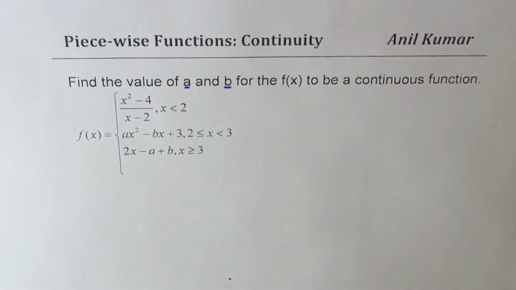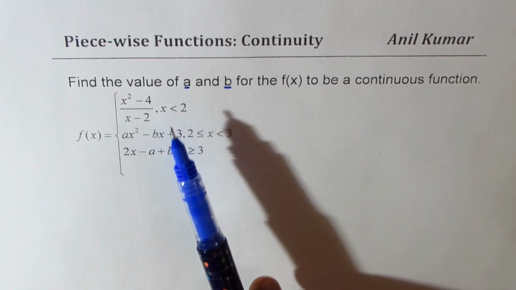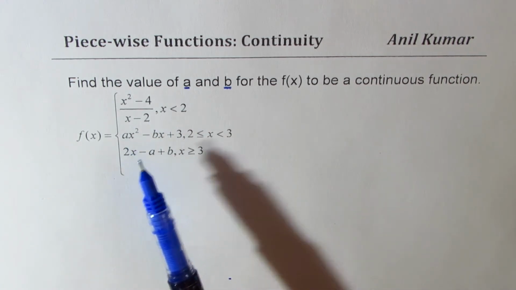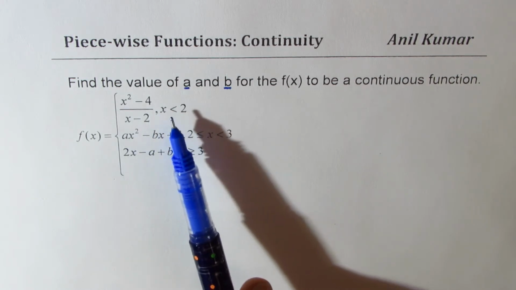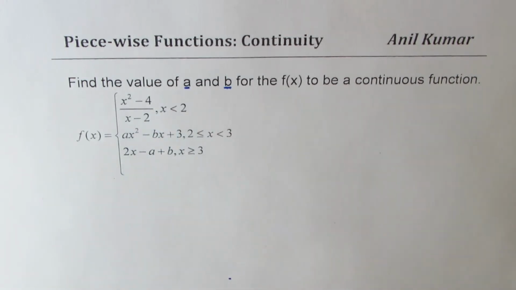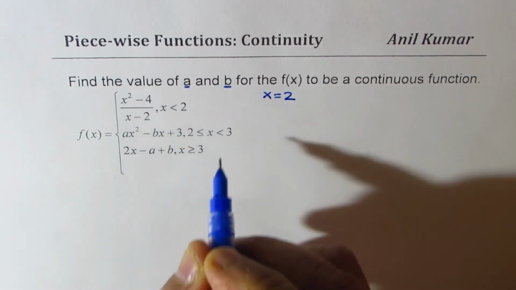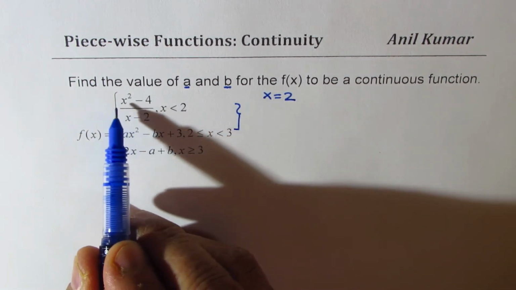You can always pause the video, answer the question, and then look into my suggestions. Now clearly we are given three different pieces. Each individual piece is continuous. They could be discontinuous at the point where they are joining, right? So let's look into the point where x is equal to 2. At x equals 2, we have to consider these two equations.